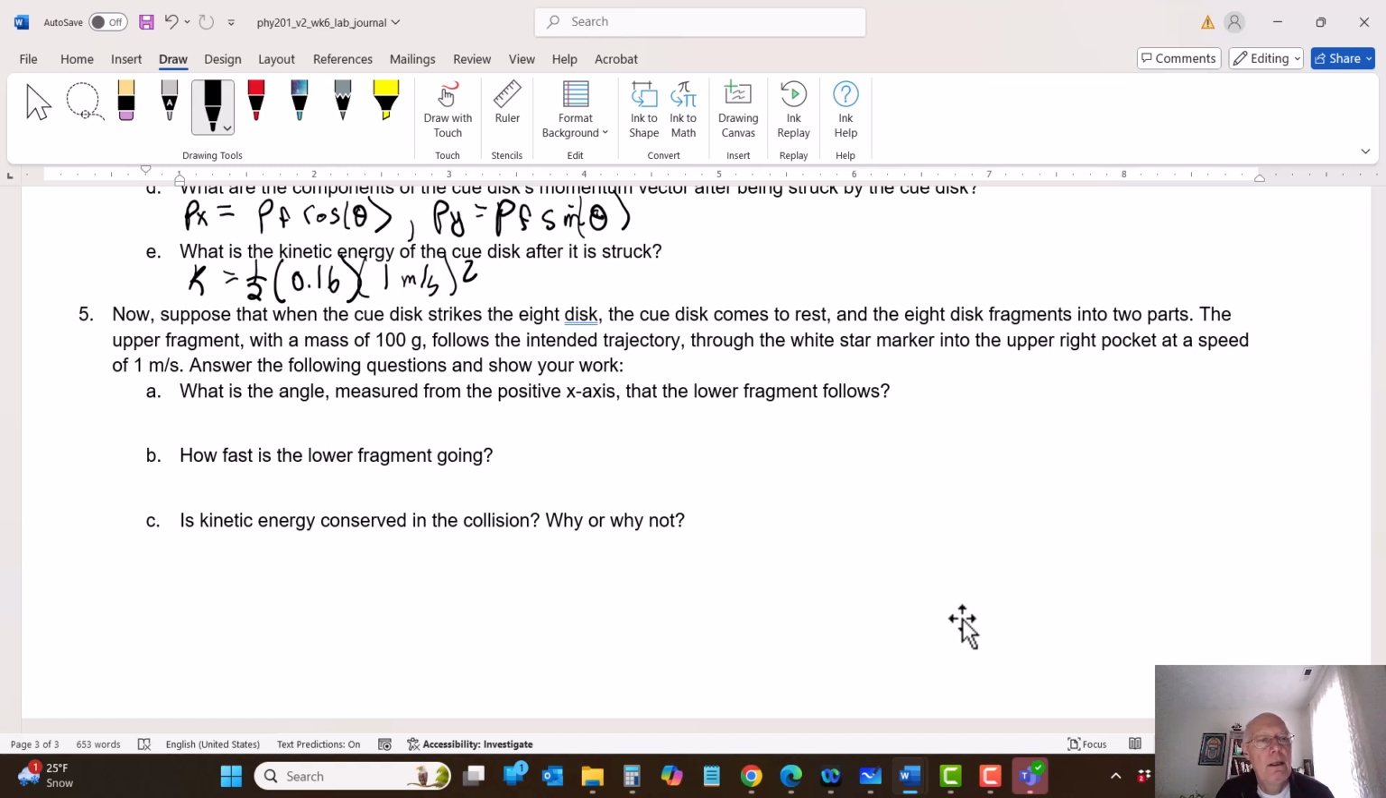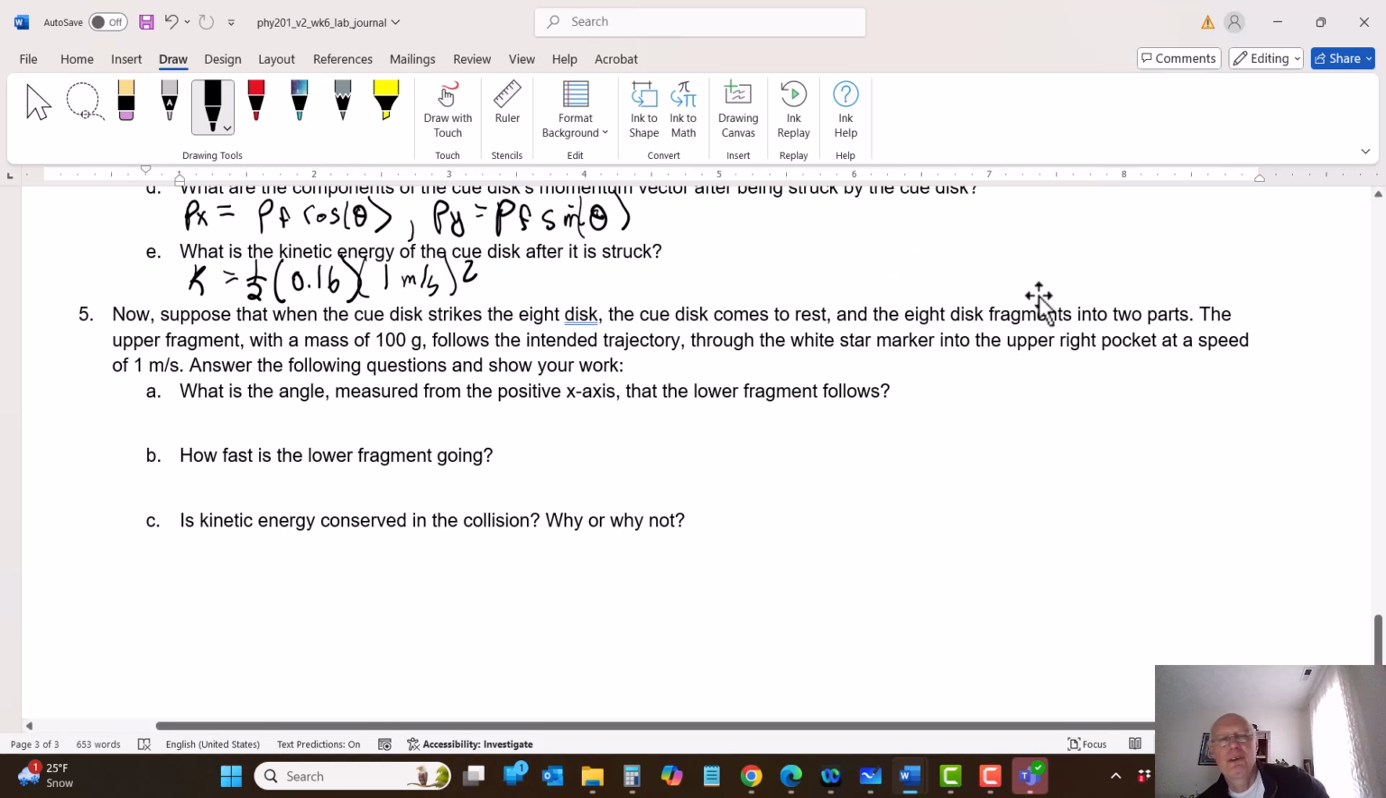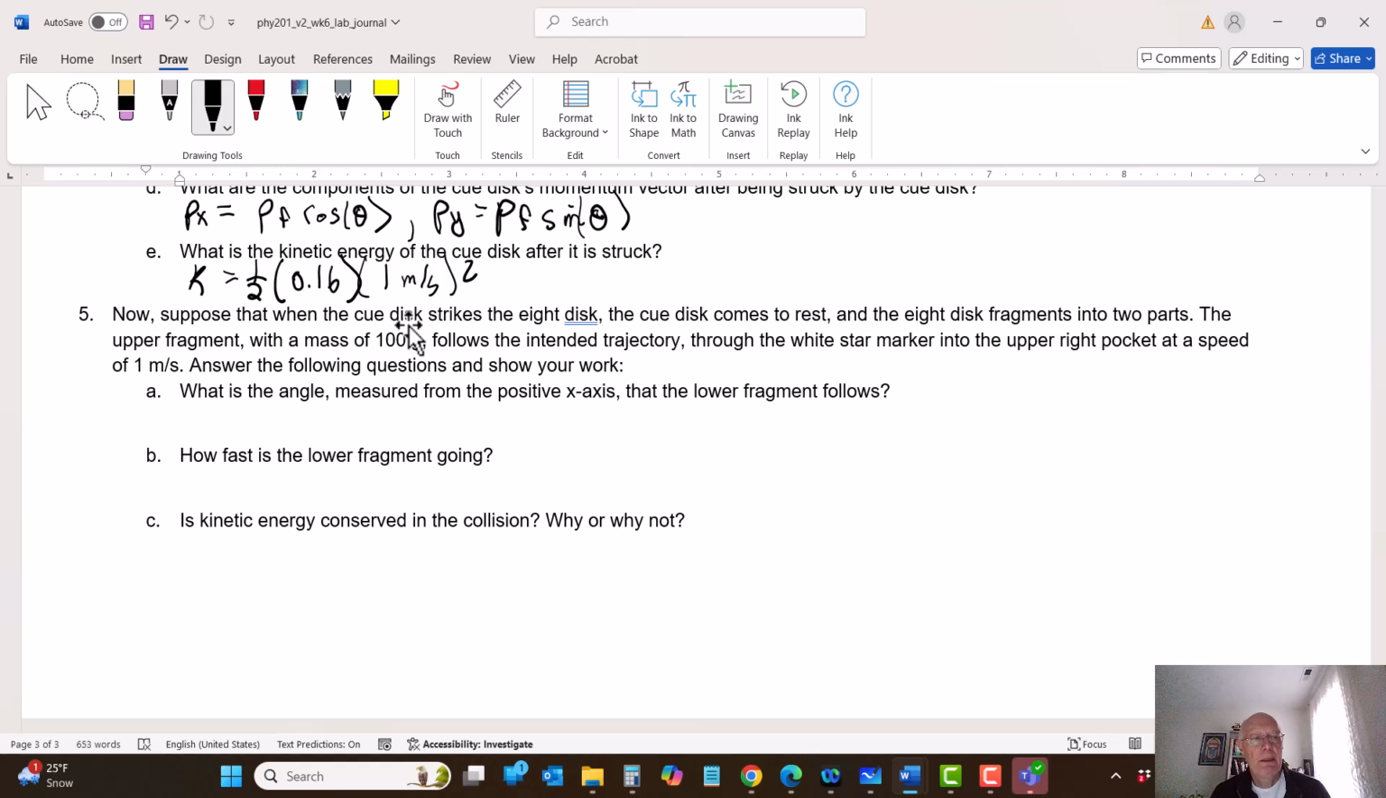So, what angle, measured from the positive x-axis, is the lower fragment following? What happens is you fire the Q disk at the 8 disk, and the Q disk stops, and the 8 disk continues. And then the 8 disk fragments into 2 parts, and the upper fragment, having a mass of 100 grams, stays along that path. And it's moving at 1 meter per second, the same speed as what the 8 disk had initially. So this becomes a trivial answer.